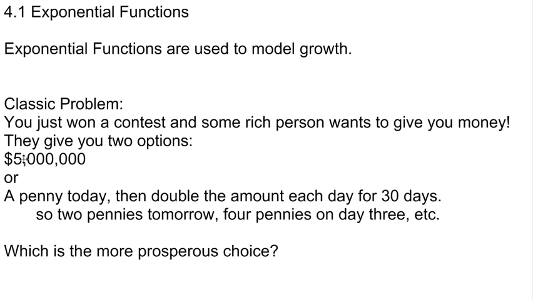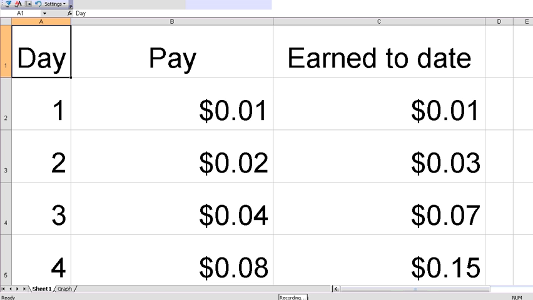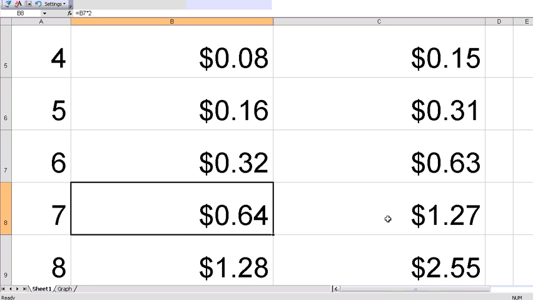Instinctually, you probably think $5 million right off the bat. But let's go ahead and take a look at it. So here I have an Excel spreadsheet. 1 penny on day 1, so you have a total of 1 penny. Then 2 pennies for a total of 3. 4 pennies brings your total up to 7. 8 pennies brings your total up to 15. So let's keep going down for a little bit.